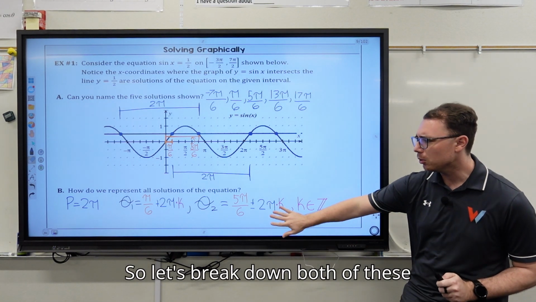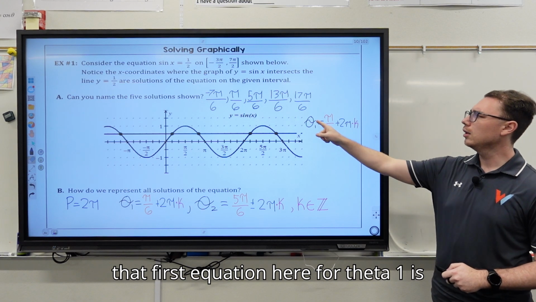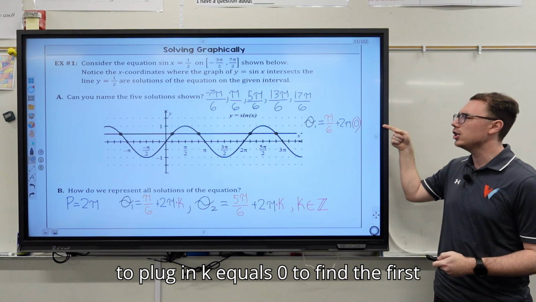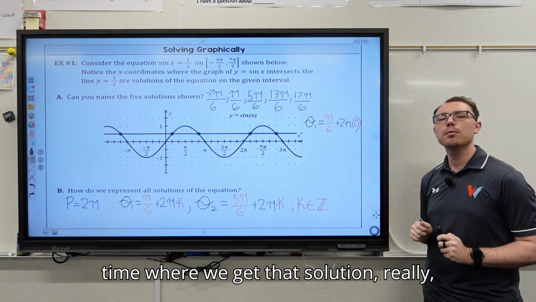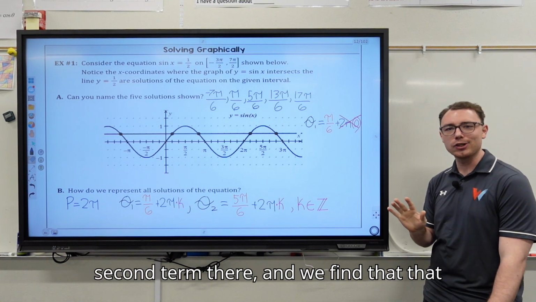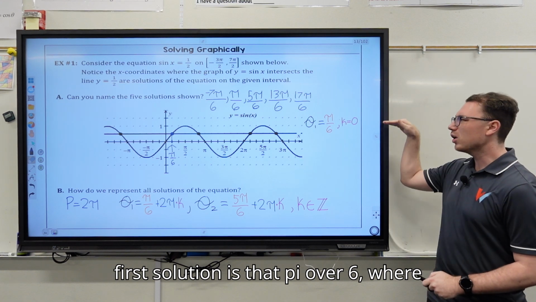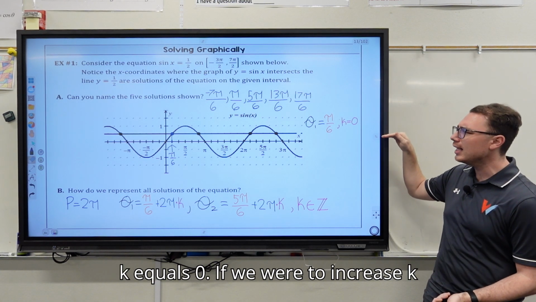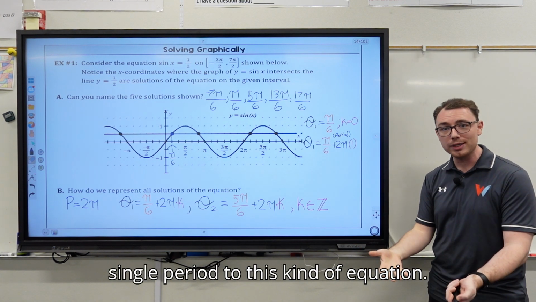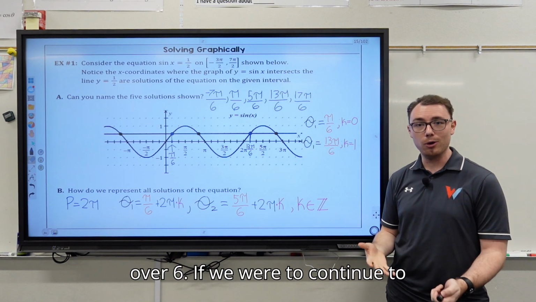So let's break down both of these equations just for a second. If we grab that first equation here, theta 1 is equal to pi over 6 plus 2 pi k, if we were to plug in k equals 0 to find the first time where we get that solution, really, we're just canceling out that second term there, and we find that that first solution is that pi over 6, where k equals 0. If we were to increase k just by 1, we're really just adding a single period to this equation. And we can find that next point of 13 pi over 6.